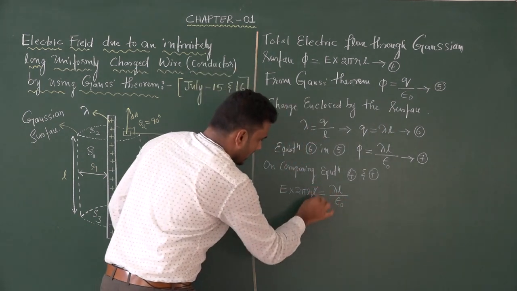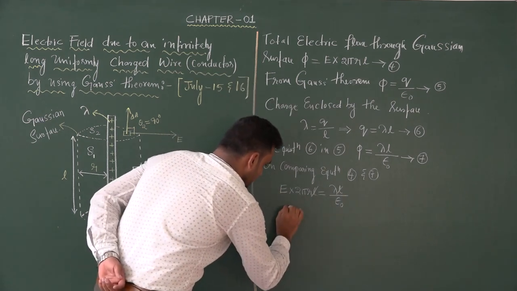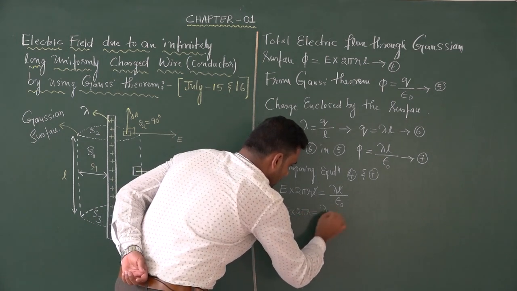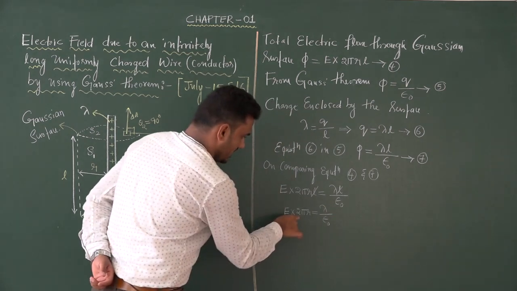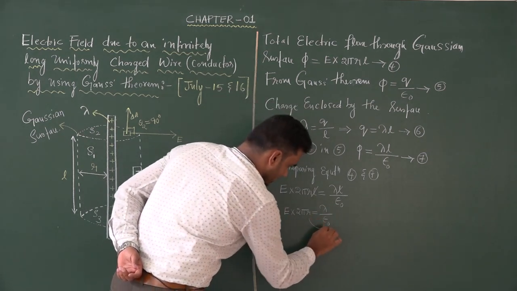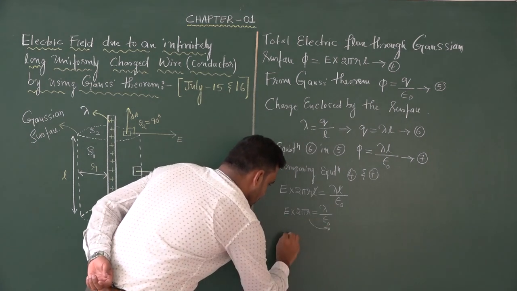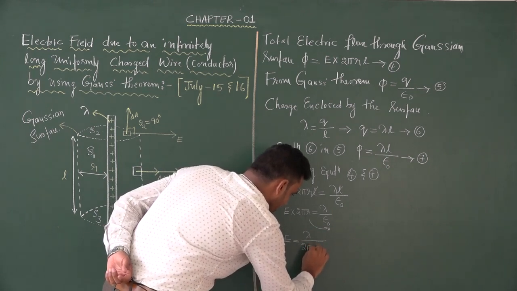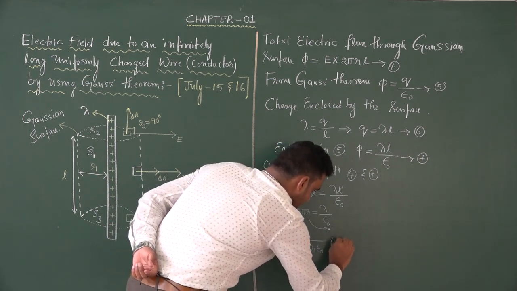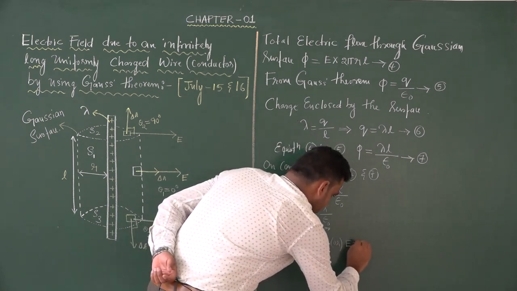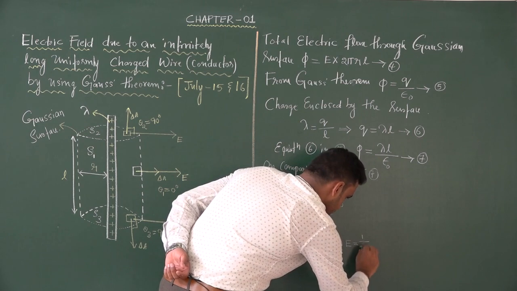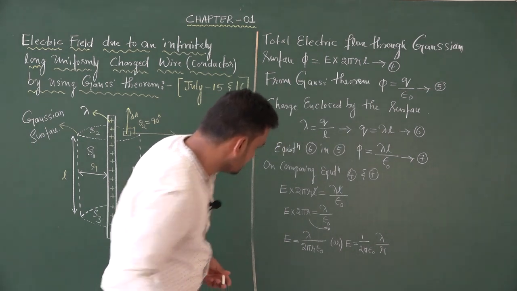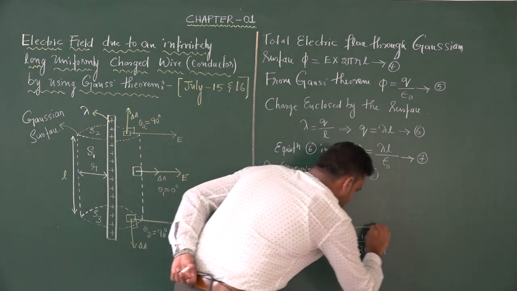So here L gets cancelled, the remaining thing E into 2 pi R is equal to lambda divided by epsilon naught. I am taking 2 pi R to the right hand side. So E is equal to lambda divided by 2 pi R epsilon naught, or we can write E is equal to 1 over 2 pi epsilon naught lambda divided by R. So this is the final expression.